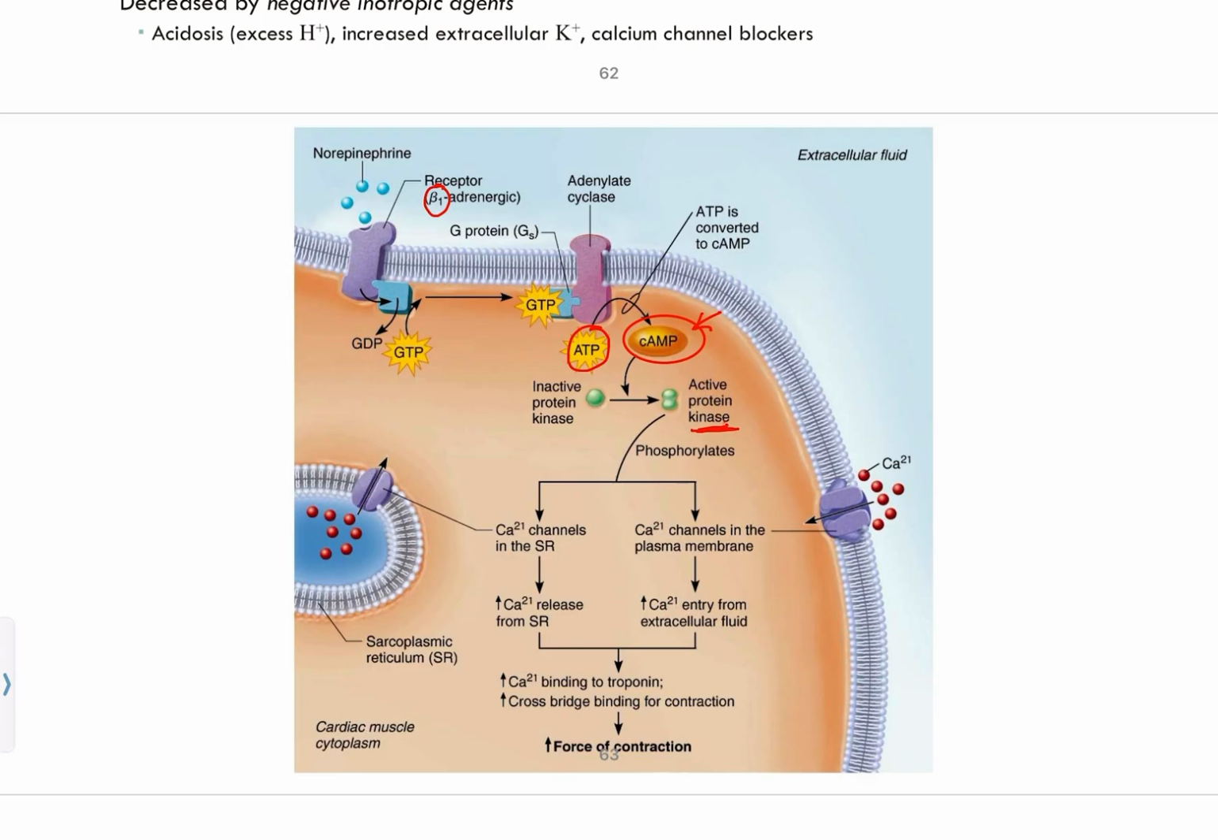So in this case, our active protein kinase, which is our second messenger in the second messenger system, is going to go on to phosphorylate two really important things. One of which are going to be the calcium channels in the sarcoplasmic reticulum, and the other one are going to be the calcium channels in the plasma membrane. So we mentioned the importance of calcium in any type of contraction, and we also talked about how cardiac muscle cells have two sources of calcium, one from the sarcoplasmic reticulum and one from the extracellular space. So how do we get this calcium needed for contraction? It's actually from norepinephrine binding.